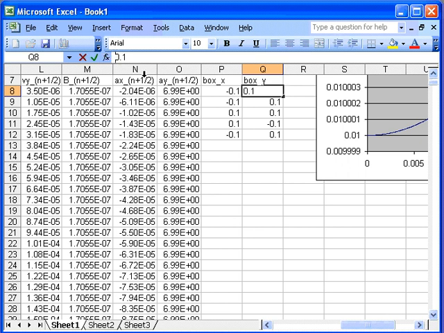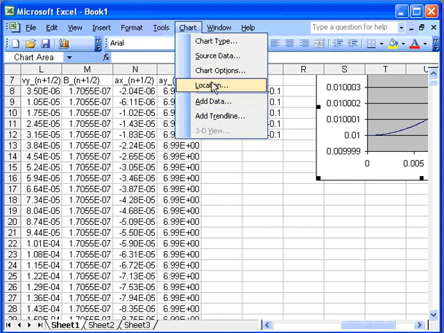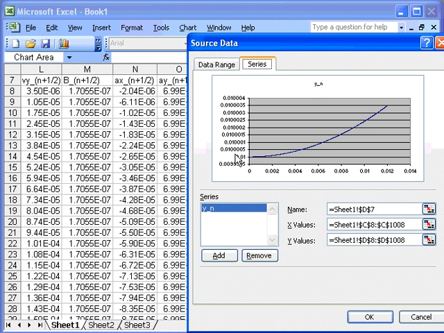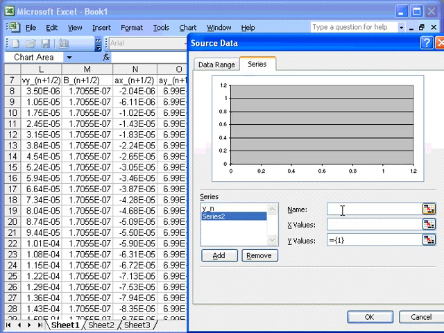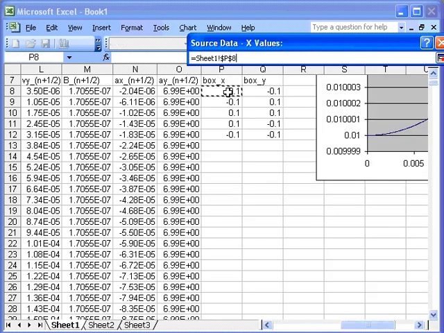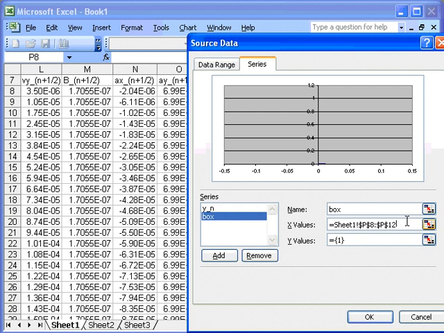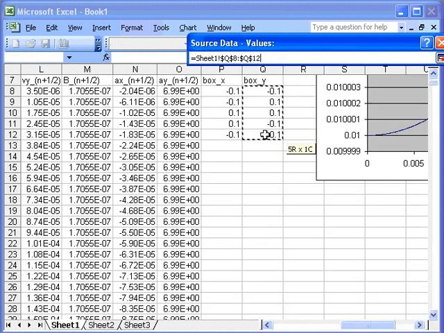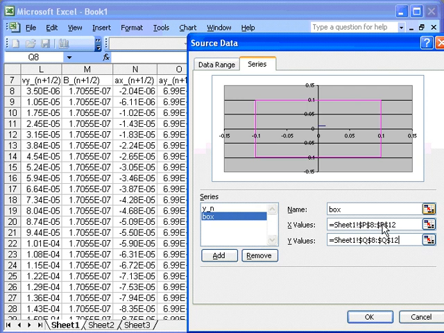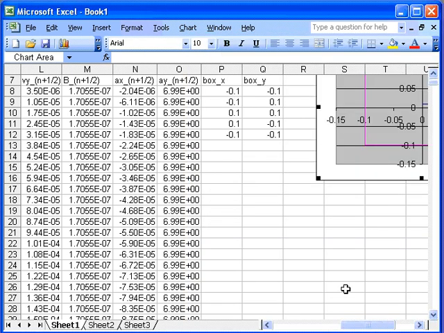Yeah, I think I just forgot to type the minus sign there. So it's gone when I copied it as well. Alright, let's try that again. Chart, source data, add, box, choose x values, hit enter, choose y values, hit enter. That looks more like a square. Hit OK.